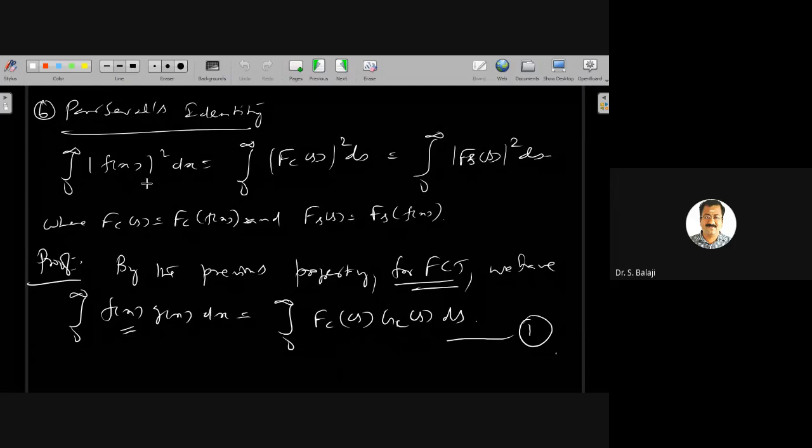In order to prove Parseval's identity, you take g(x) as the conjugate of f(x). G(x) is the conjugate of f(x). You have to prove that gc(s) is also the conjugate of fc(s).